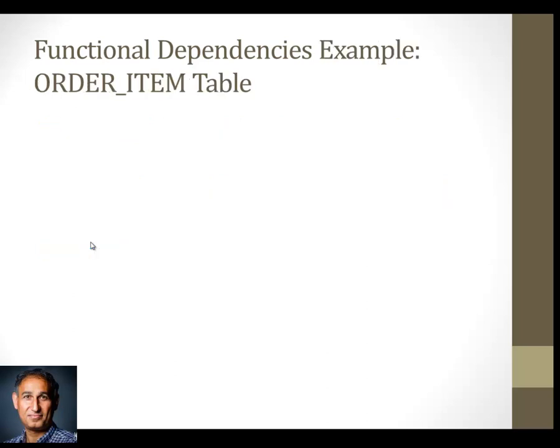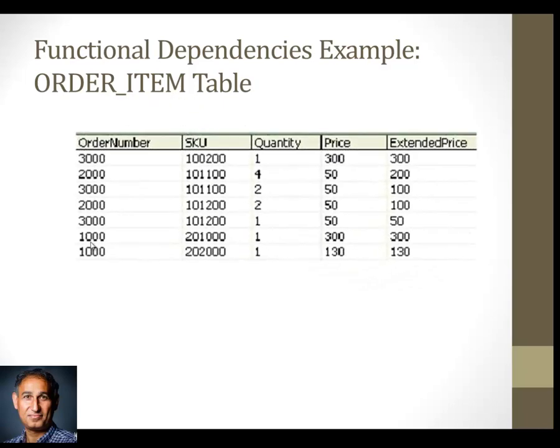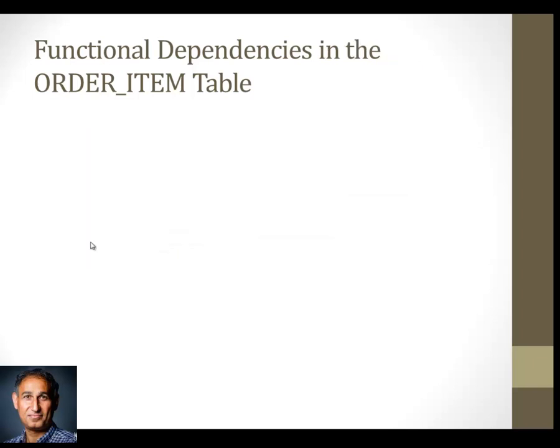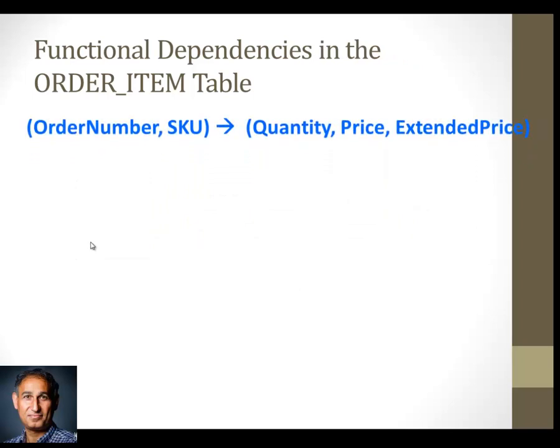Let's look at another example. In this table, we have all the orders that are related to the different items in the SKU table. We have the quantity, the price, and the extended price. Now we need to identify the functional dependencies in this table. The order number with the SKU can be used as a composite determinant to determine the quantity, price, and the extended price.